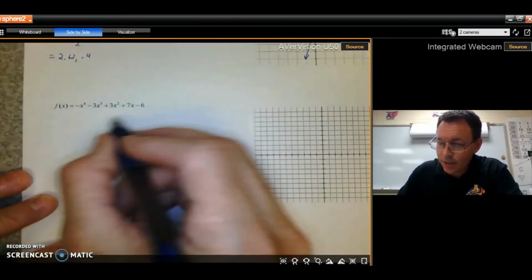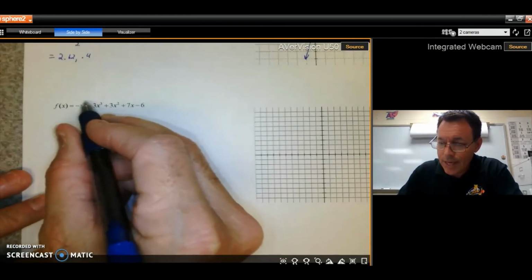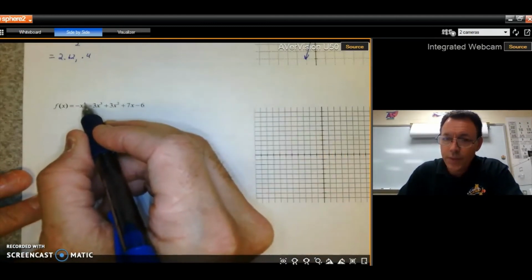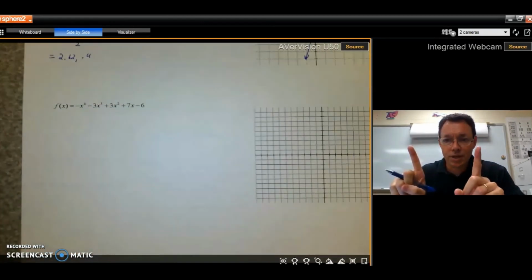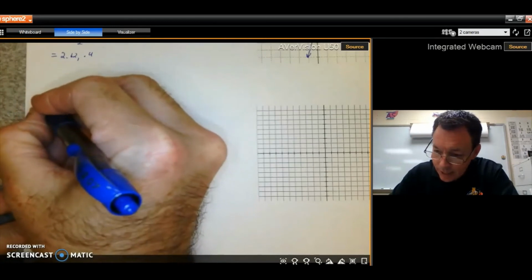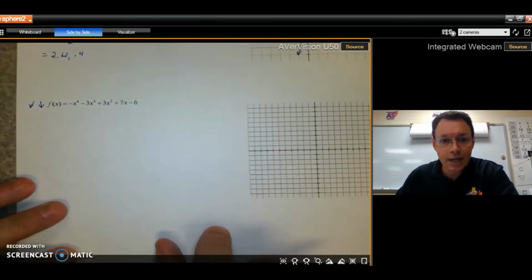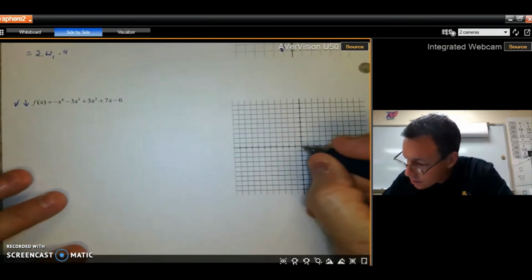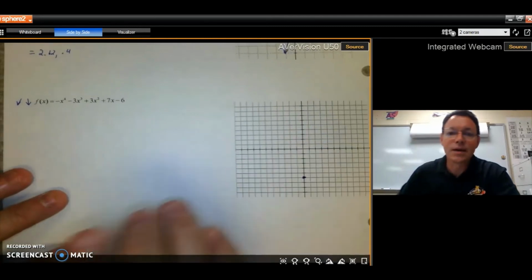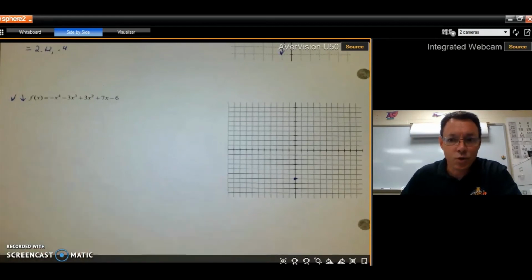I'll give you a hint right away. If you've got to factor this, see how you've got a negative out front? Now that negative tells us something about the ends of the graph. X to the 4th, when it's even, they go in the same direction. But that negative is going to make them flip. So I know the ends of this graph go down and down. And I know this graph is going to go through -6. 1, 2, 3, 4, 5, 6. There's my y-intercept.